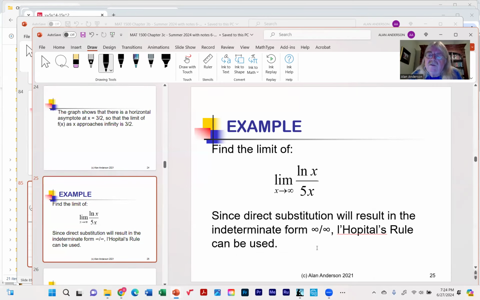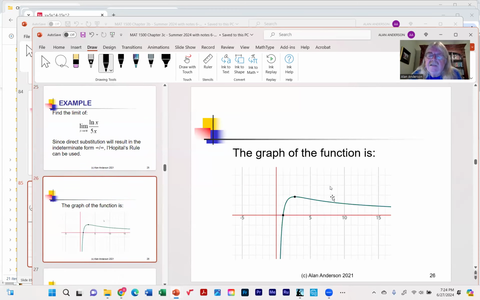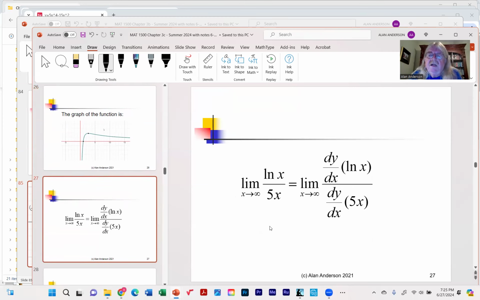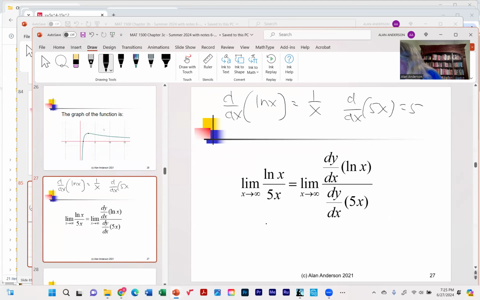Now here's another one. Now the log of infinity is just infinity. 5x, that's going to infinity. So we can use L'Hopital's rule. And this is what it looks like. So if you remember, the derivative of log x is just 1 over x. And of course, the derivative of 5x based on the power rule is just 5.